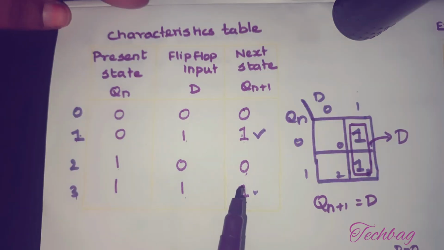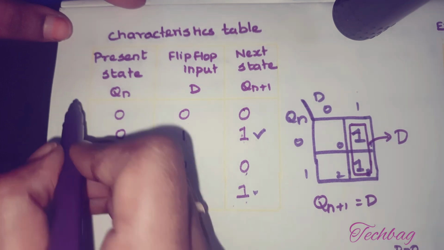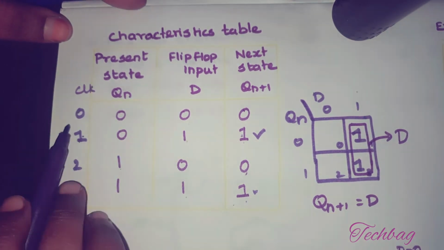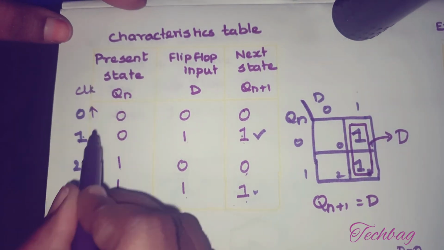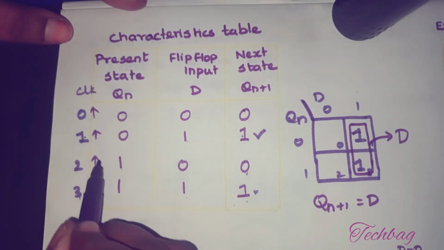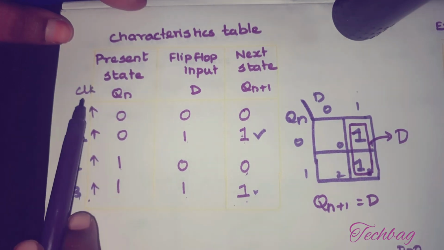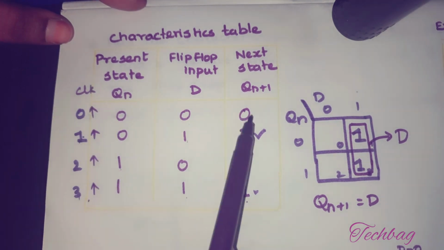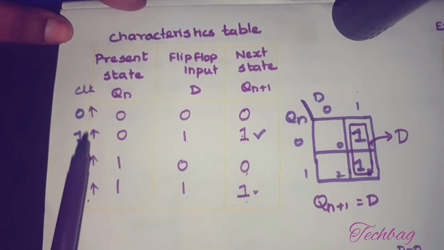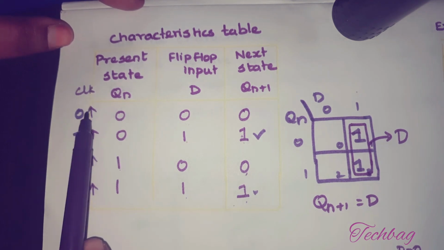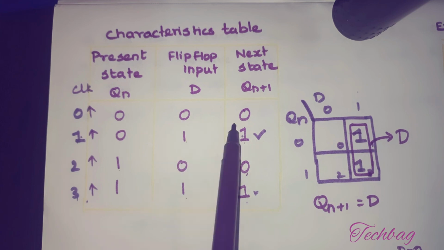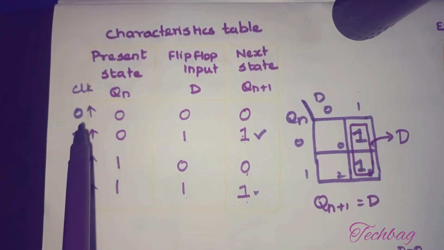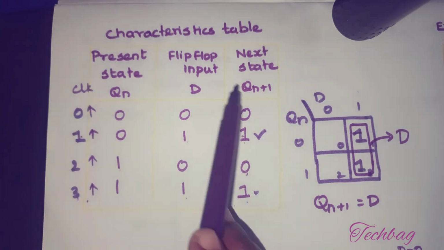And one more point we have to remember is, this is possible only if the clock is at positive edge. If the clock is at positive edge, then only this will be possible. If clock is 0, then there is no change in the output. So we have to include this clock in this characteristic table.